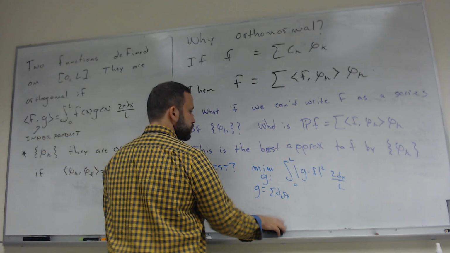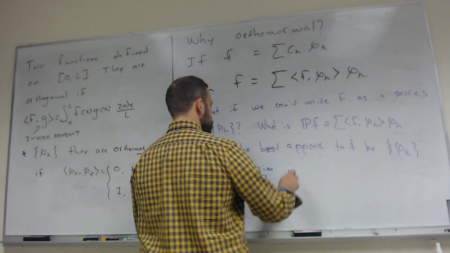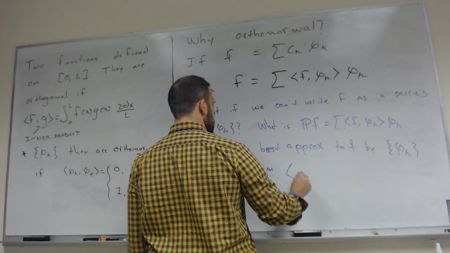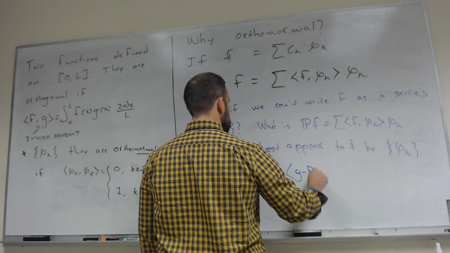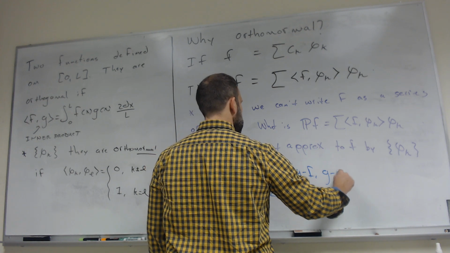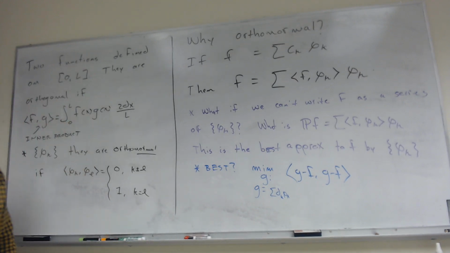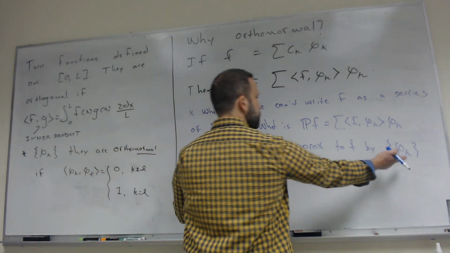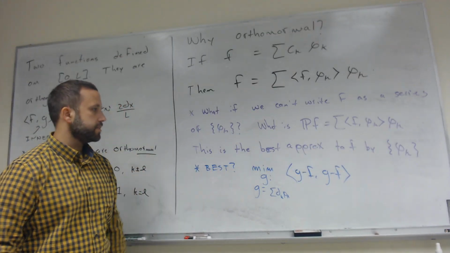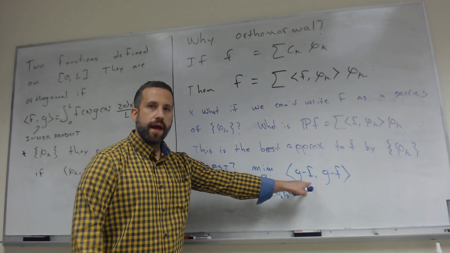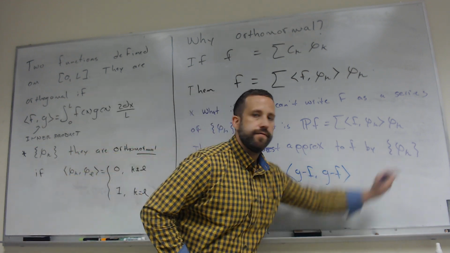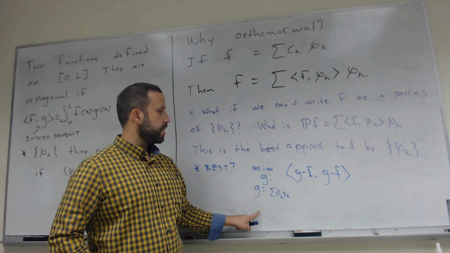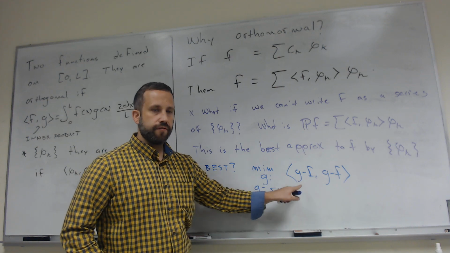But if I want to write this more generically, using the inner product, I could write this as the inner product of g minus f with itself. If I want to find the g that minimizes this, g is given by this function here. So this would be the error, g minus f, where g is in the linear span of the phi k functions, and I want to find the g in the linear span that minimizes this g minus f quantity.